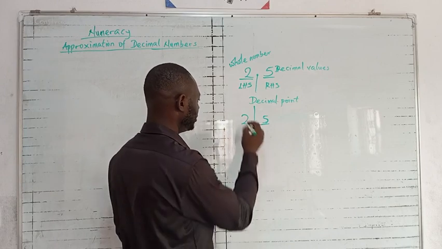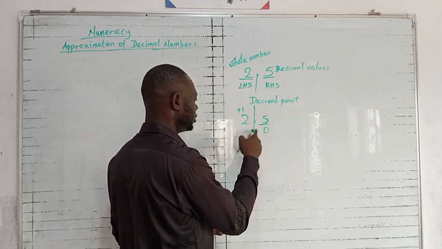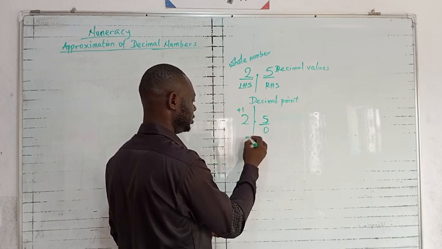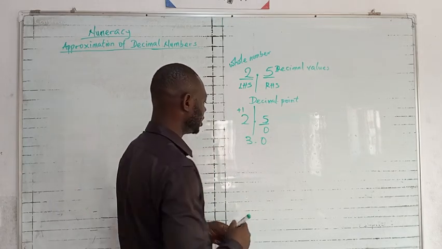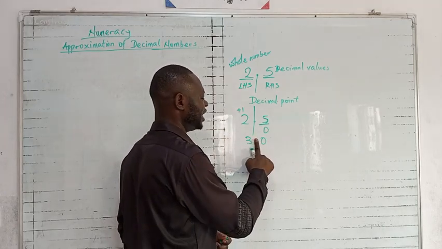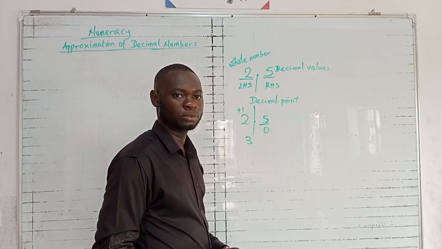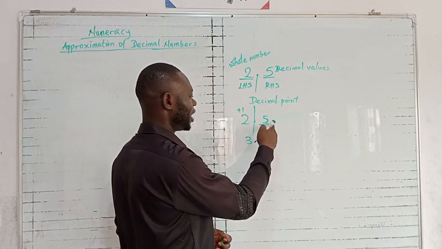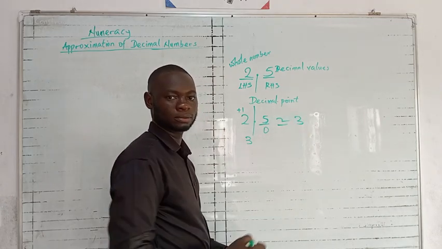What does it now mean? Here will become 1, here will become 0. So you now notice that this will now be 3.0. But since we are talking about the nearest whole number, we can now decide to ignore the point 0 because it means nothing. Okay? Meaning that 2.5 to the nearest whole number is 3.